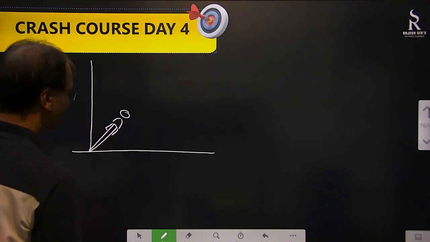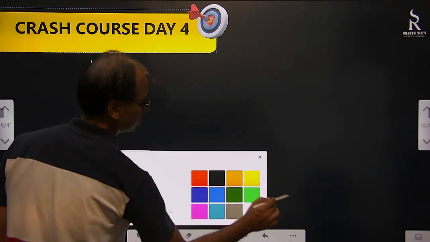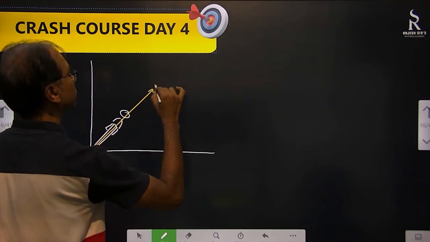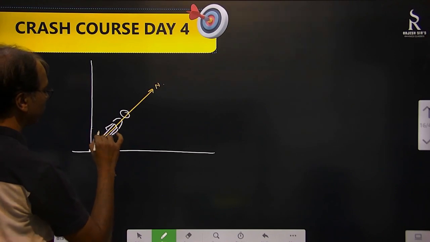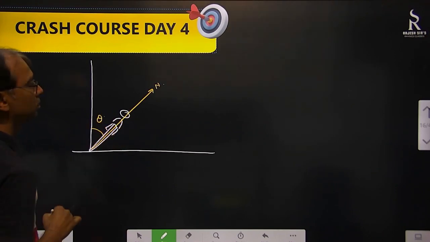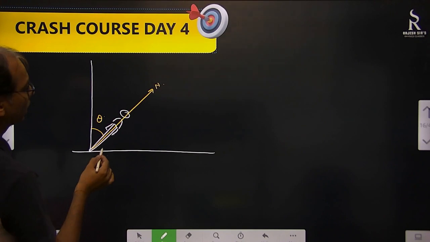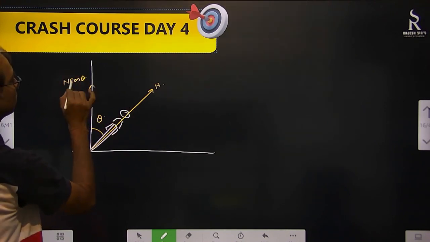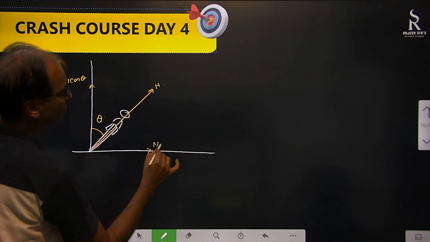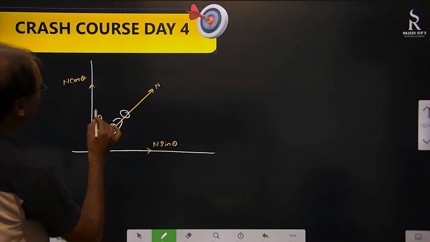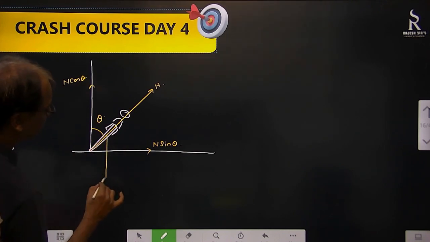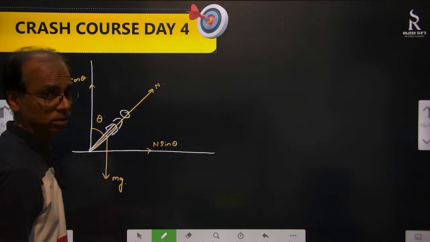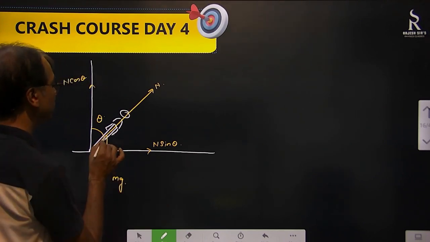Okay, where is the normal contact force? This is the normal contact force here, like this. And what angle are we trying to find? This angle we are trying to find. Okay, so you can see that there are components of N. One component is N cos theta here, and this will be N sin theta. Now this N cos theta has to balance what? Mg. And this N sin theta has to balance what, or give what? Centripetal force, or it has to balance centrifugal force.